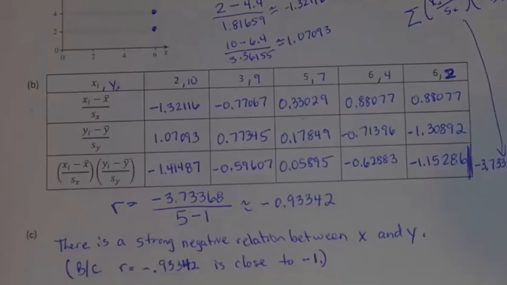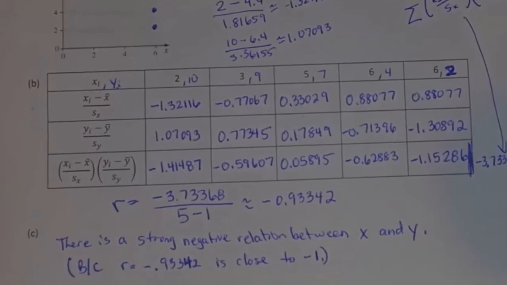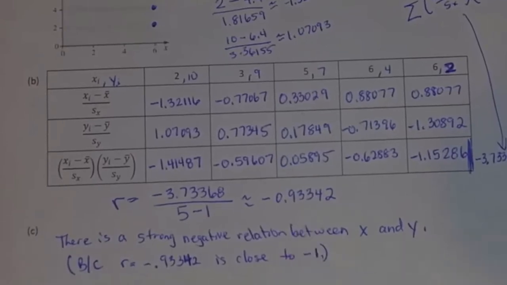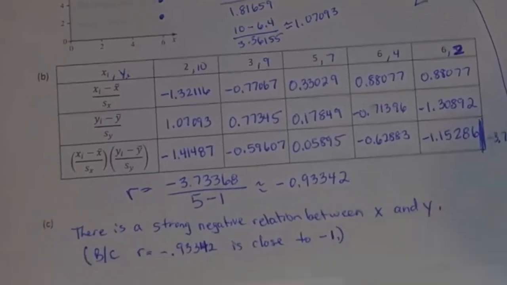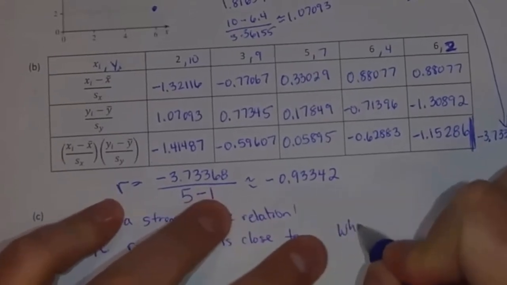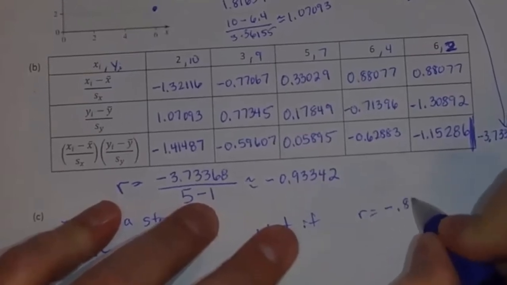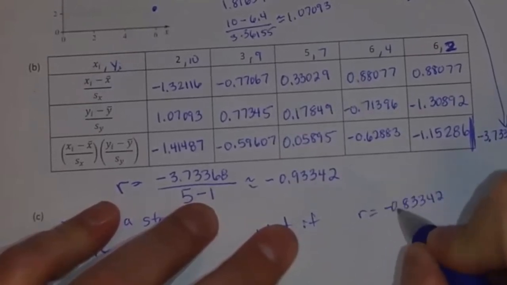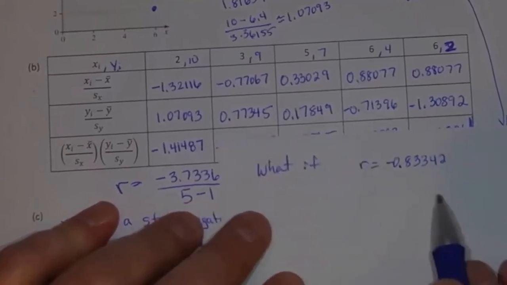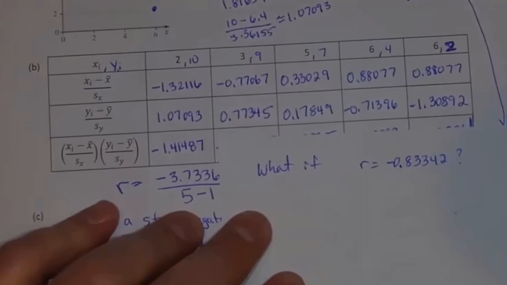So there is a potential issue, and that is my choice of saying in this particular case that there's a strong negative relationship is a little bit subjective, which can get us into trouble. What I mean by that is this. What if instead of negative 0.93342, we had gotten R equals negative 0.83342? Would you still say there's a linear relationship? Probably, but it's not as strong, right?